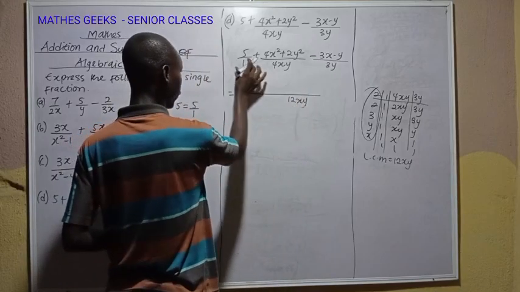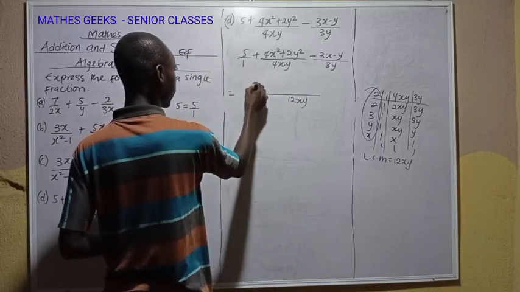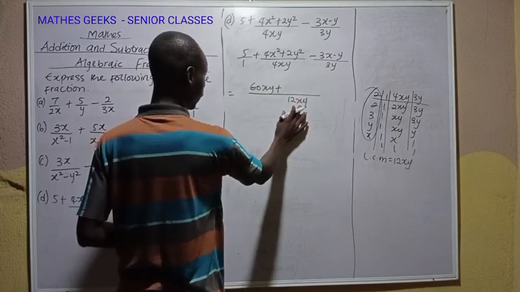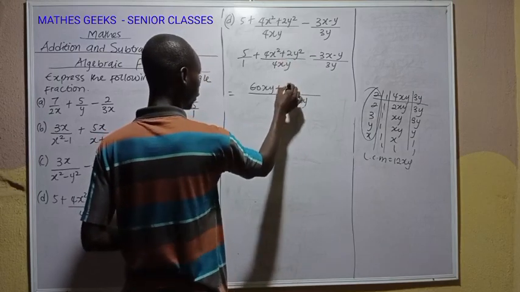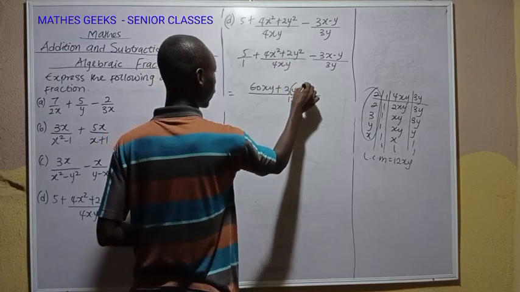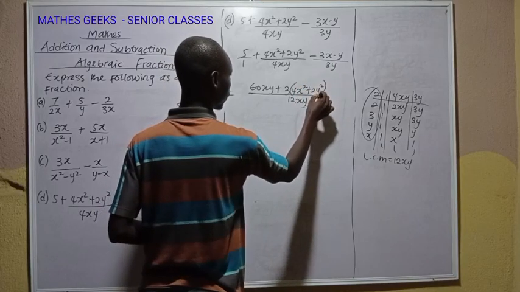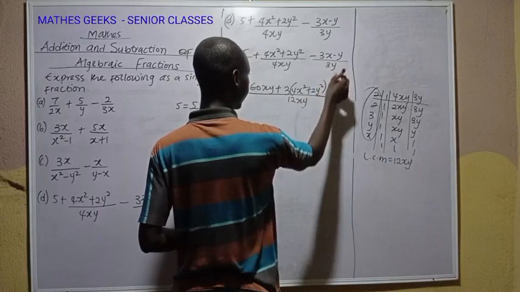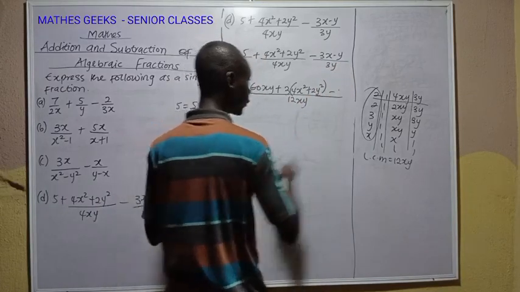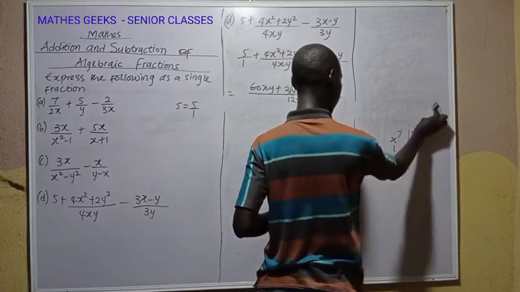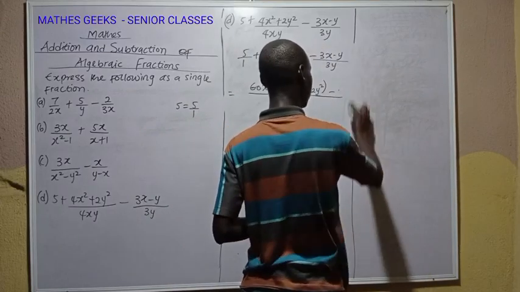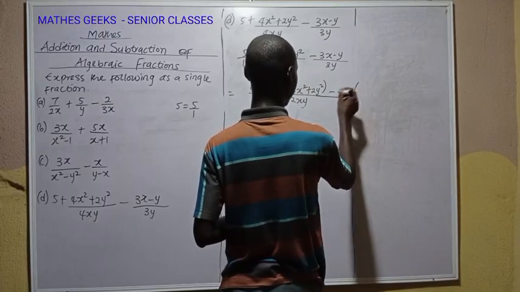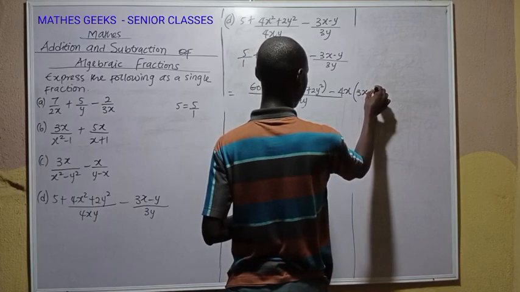So 12xy divided by 1 gives us 12xy, times 5 gives us 60xy, plus 12xy divided by 4xy gives us 3. So this is 3 times (4x squared plus 2y squared), minus 12xy divided by 2y will give us 6x, times (2x minus y).